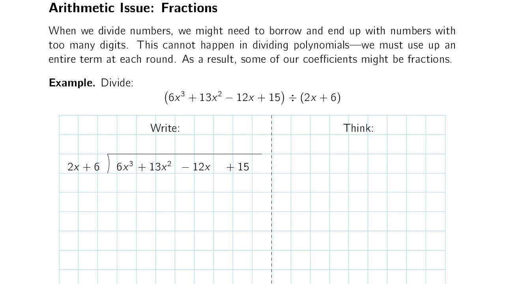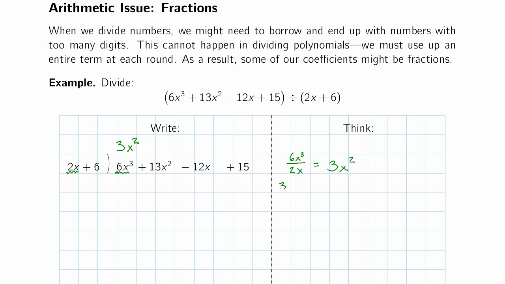So in this example, I'm going to show you what I'm thinking again, because I'm thinking something a little bit different. We're going to start exactly the same way we have so far. We're going to divide the first term of our divisor into the first term of our dividend. So we'll take 6x to the third divided by 2x, and that'll give us 3x squared. No problem, no fractions so far.